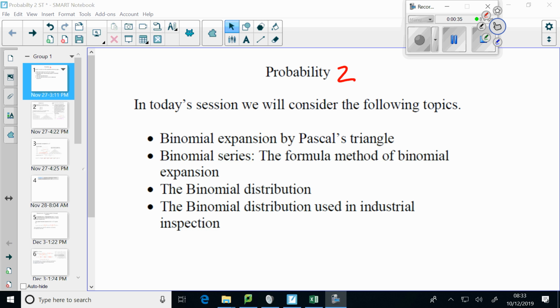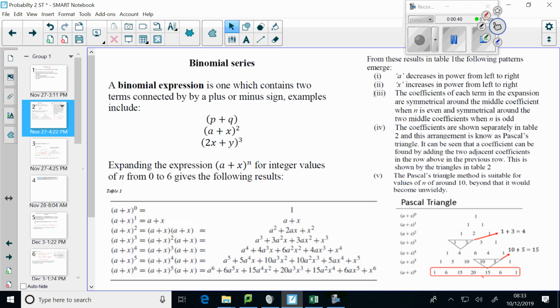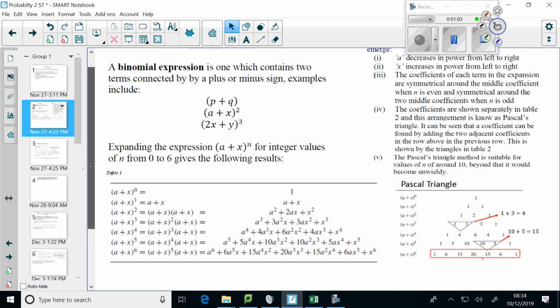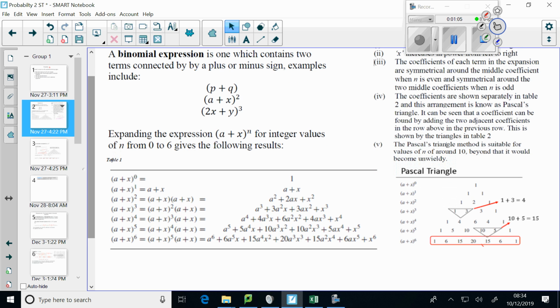All right, so a binomial expression, binomial series, is one which contains two terms connected by a plus or a minus sign. Examples include brackets p plus q, brackets a plus x all squared, brackets 2x plus y all to the power 3. If we expand an expression like (a plus x) to the n for integer values of n from 0 to 6, it gives the results there.